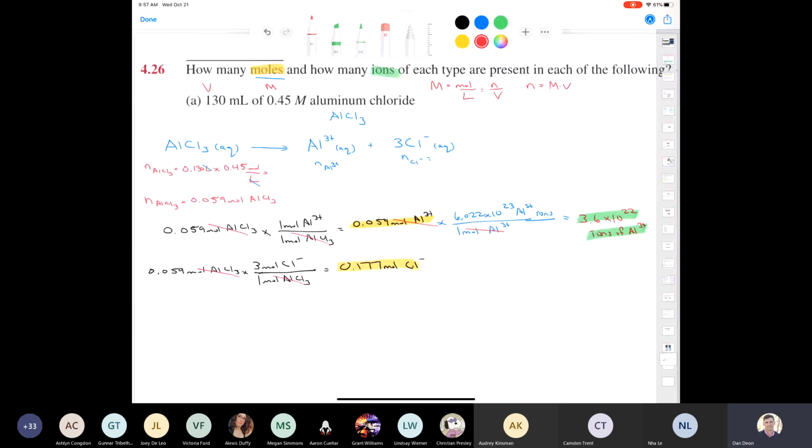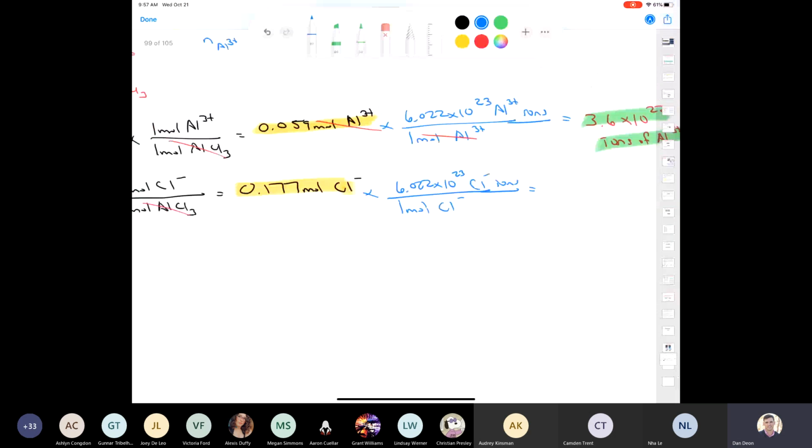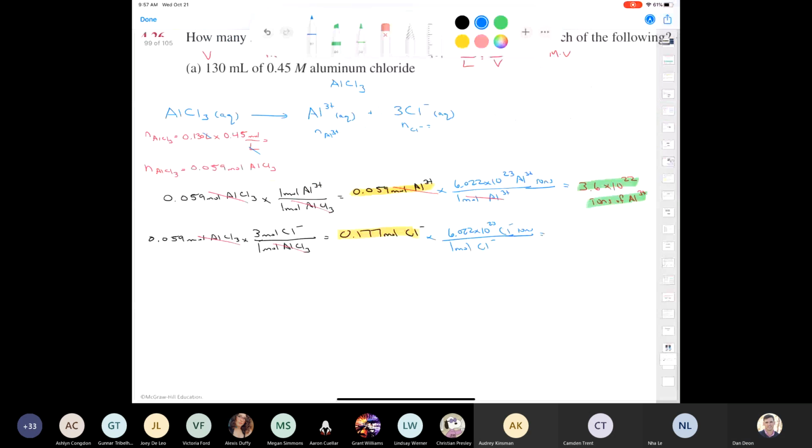We can do the exact same process for our chloride. We know that in 1 mole of chloride, we have 6.022 times 10 to the 23 chloride ions. We multiply that out, and we get 1.1 times 10 to the 23 ions of Cl minus. All right, and there we go.